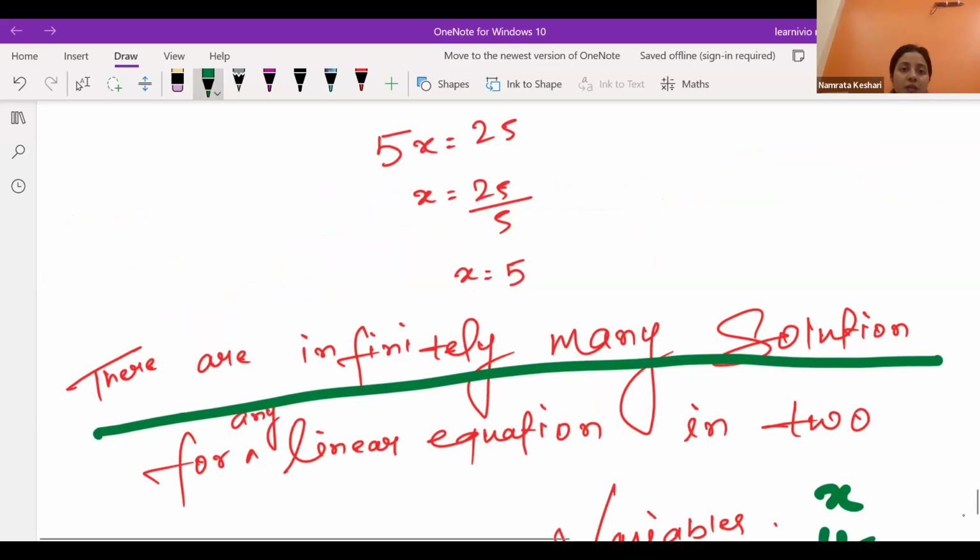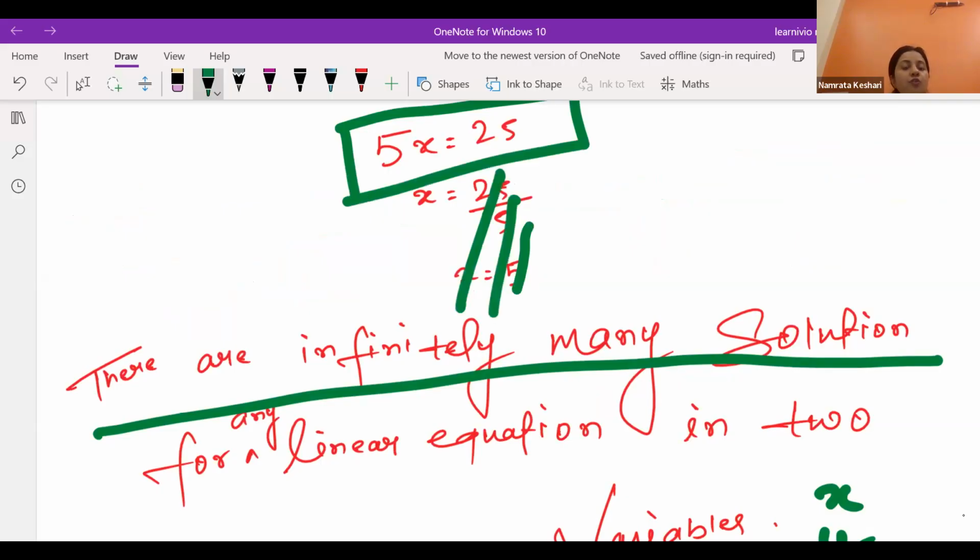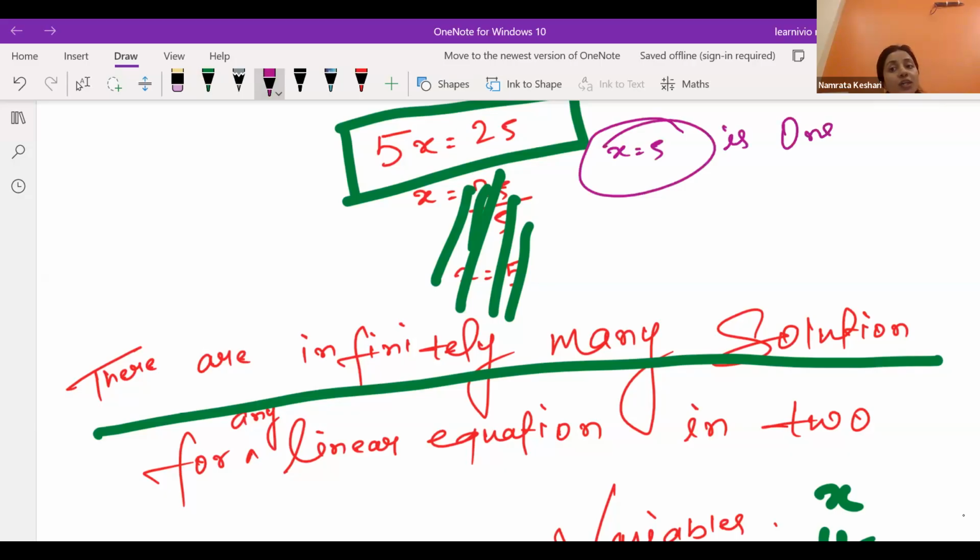You want to tell me that when I put 5 in the left side, we will get the right hand side. Yes or no? Yes. When we take x as 5 in the left hand side, then we will get the right hand side. Hence, x equals 5 is one and only one solution. Because you will take any other number for x, you will not get the right hand side over here.